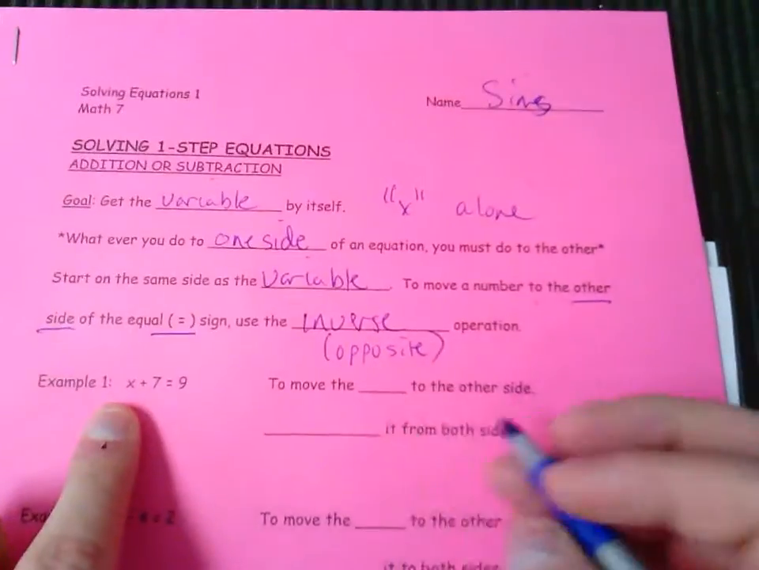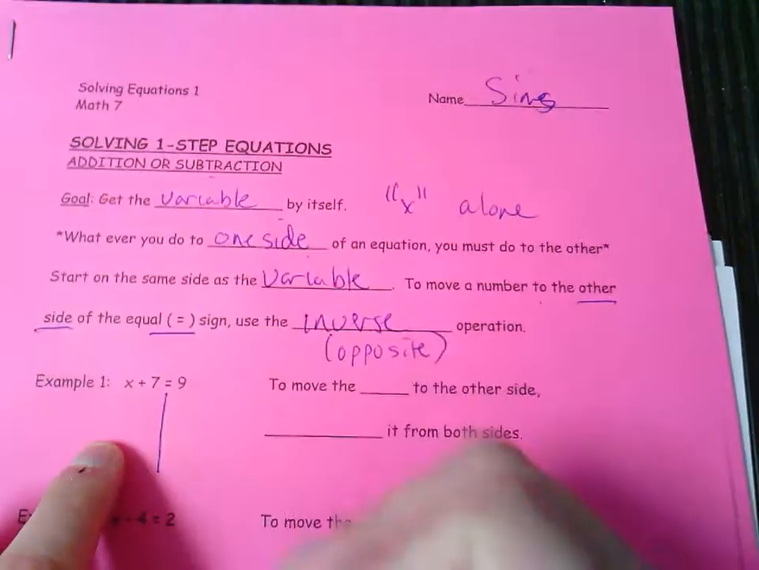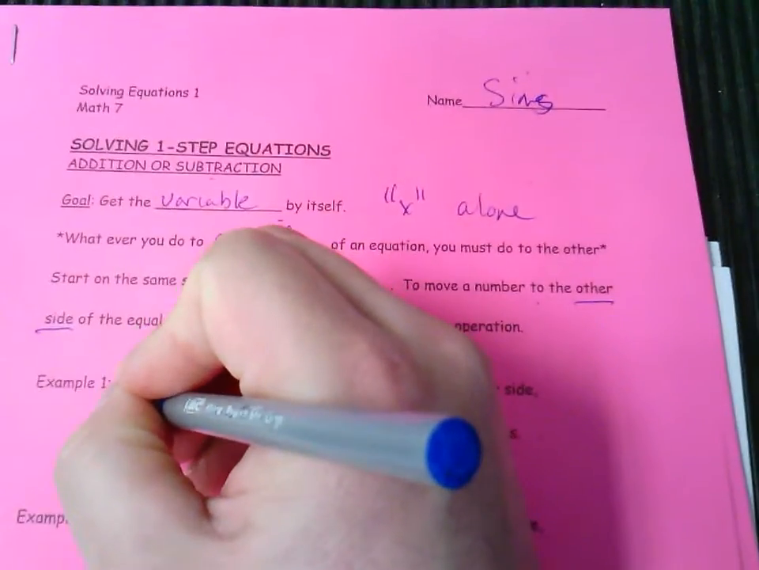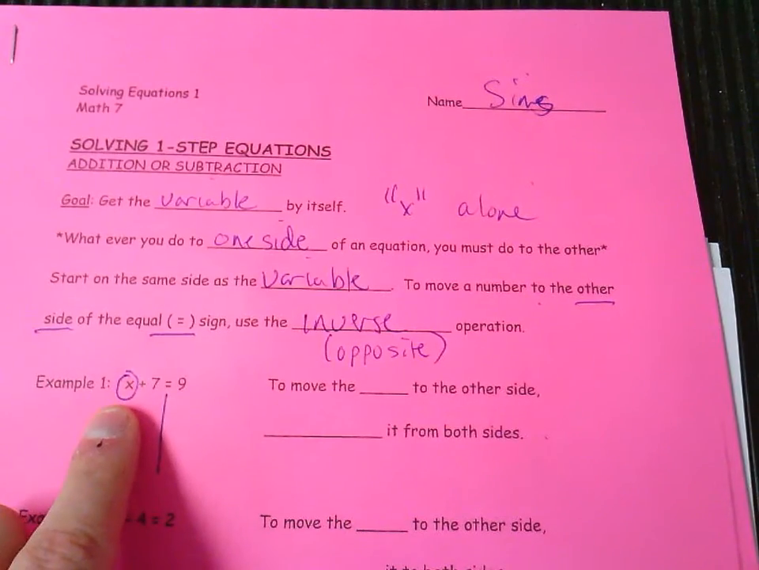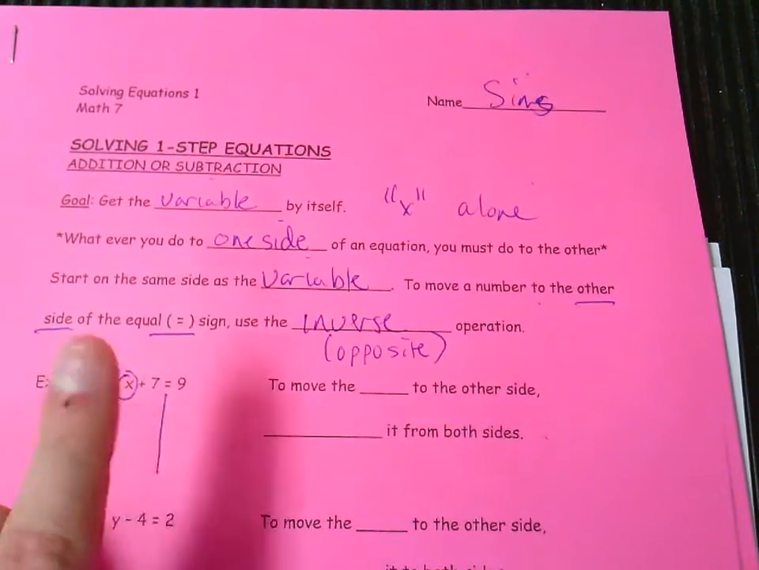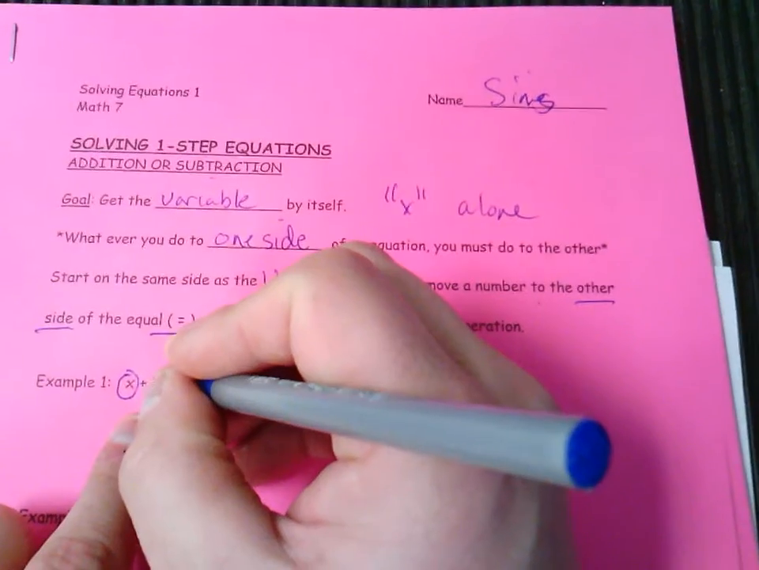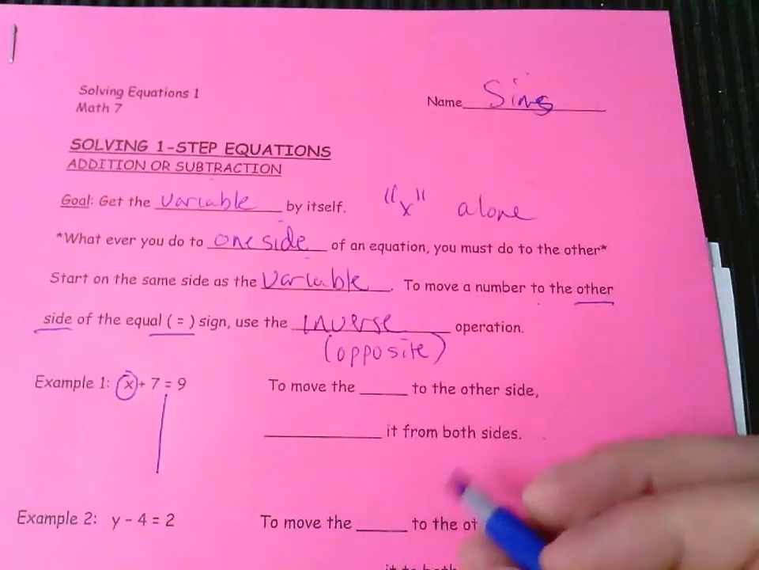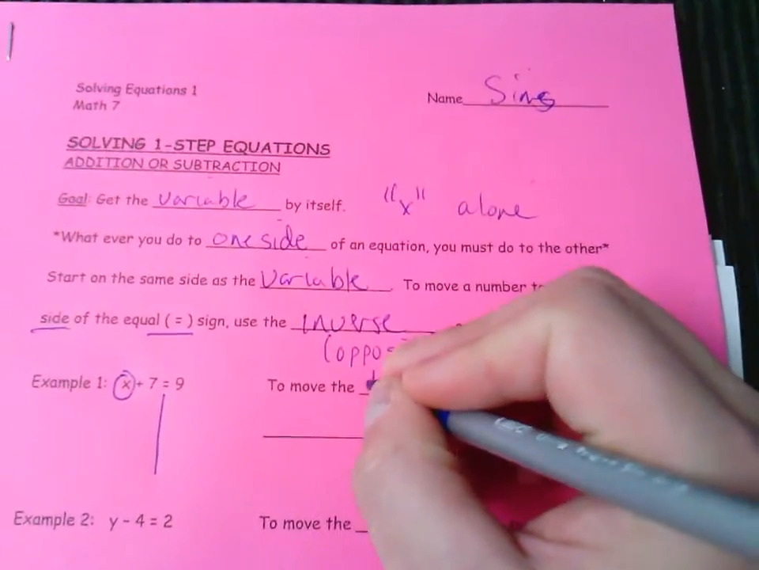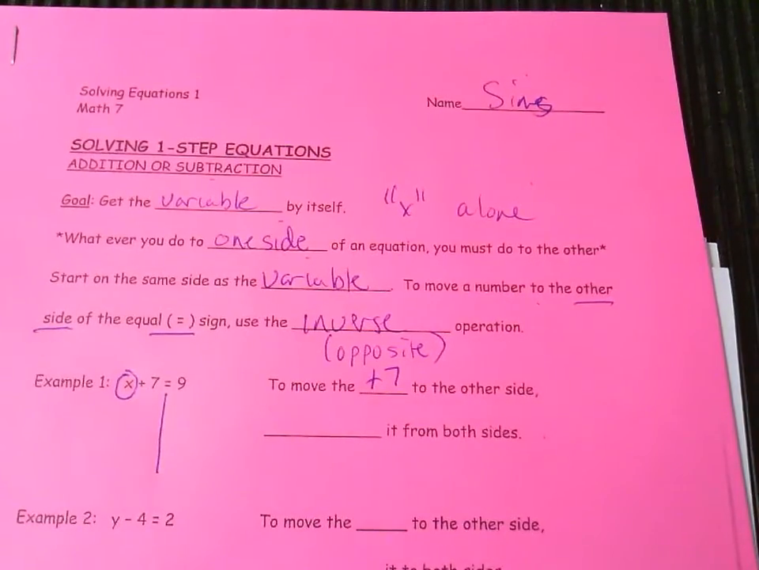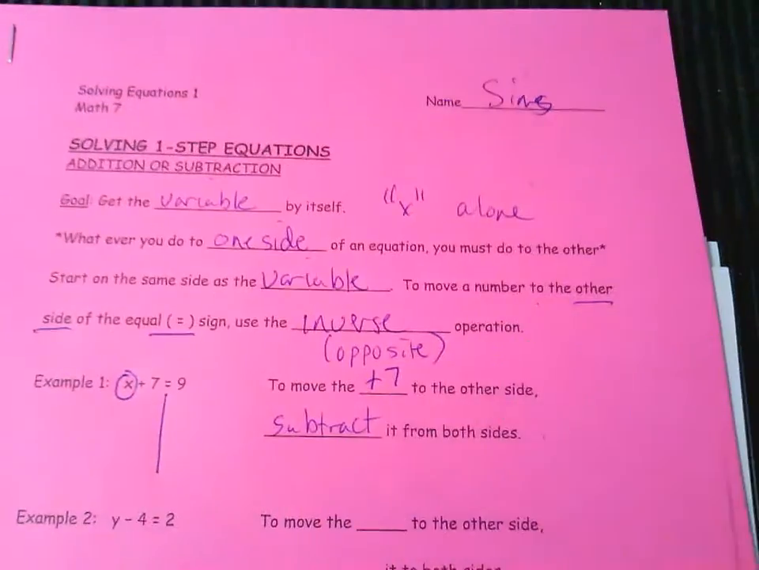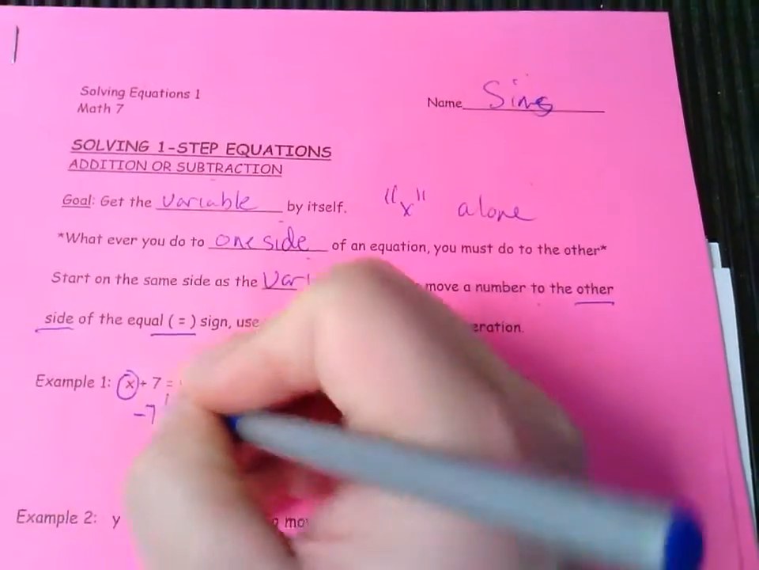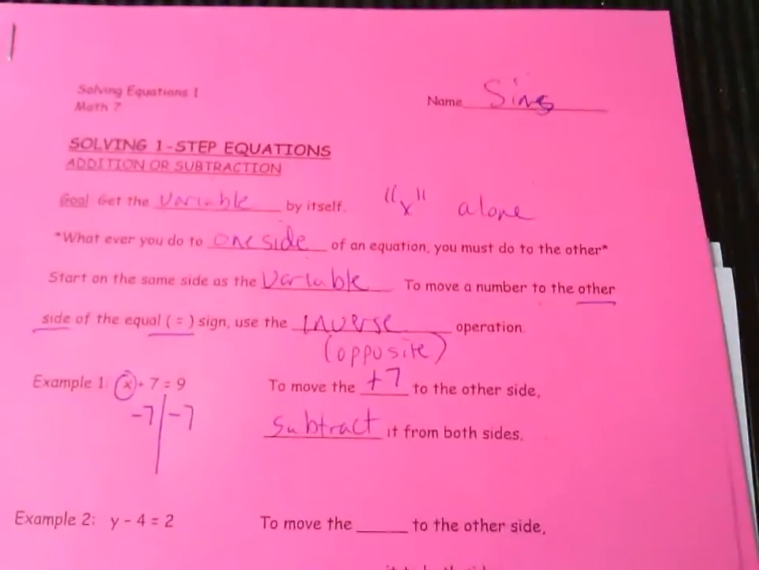So what we're going to do is draw a line down the equal sign, circle the variable, working on the same side as the variable. So in order to solve this equation, to get x alone, I've got to get rid of the 7. To move the plus 7 to the other side, we will subtract it from both sides. So subtract 7 here, subtract 7 there.